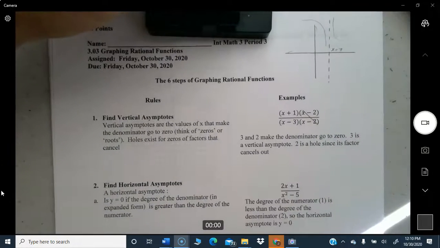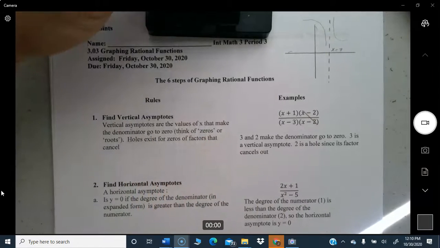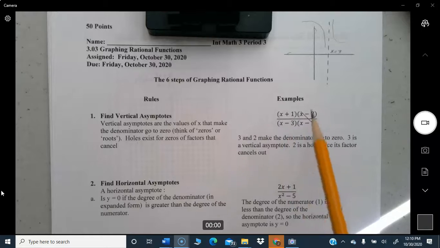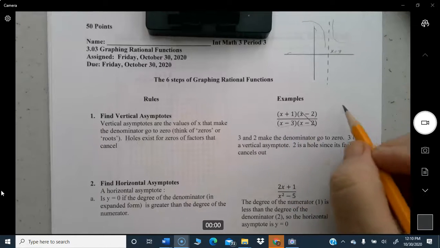Now, a couple of the rules here. The vertical asymptotes are the values of x that make the denominator go to 0. It's exactly what we did when we talked about zeros and roots a couple of weeks ago. Now, holes exist for zeros of factors that cancel. So let's take this as an example. We have a couple of factored polynomials here. The two values that the denominator can't have here are 3, because 3 will make this go to 0, and 2, because 2 will make this go to 0. So 3 and 2.